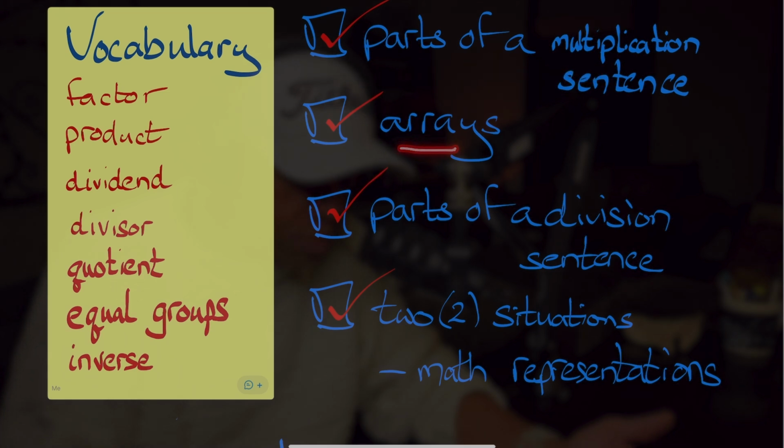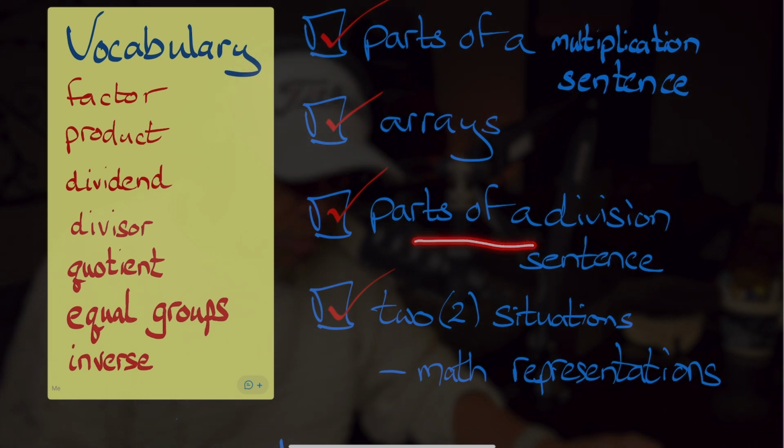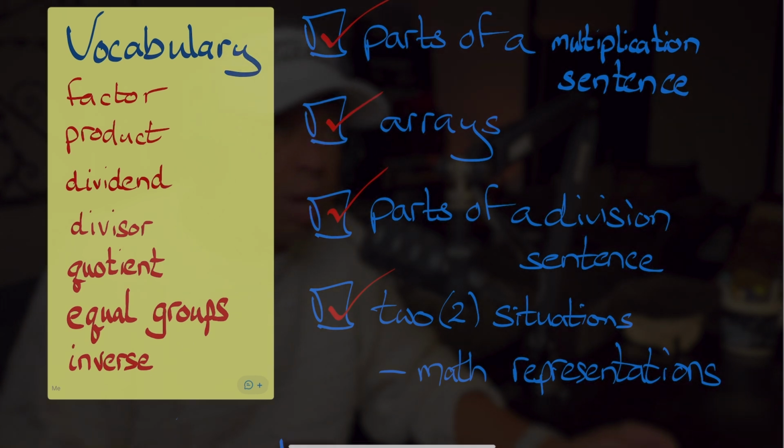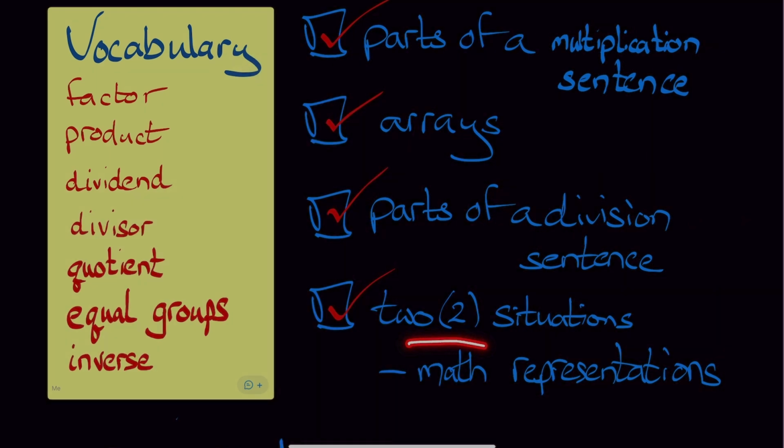We're going to use arrays to see how multiplication and division are related. We want to be able to talk clearly about what a division sentence is, or the concept of division. So our vocabulary is going to have to be spot on. And to do all of that, we're going to use two different situations to help us understand and practice what division actually means.